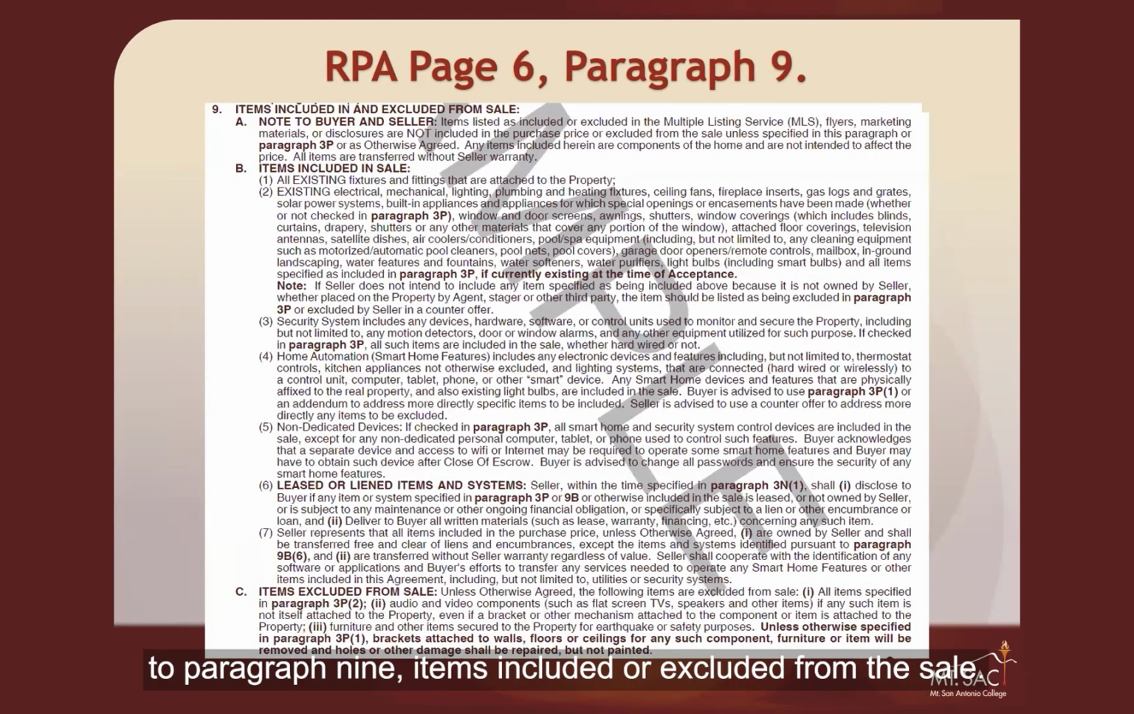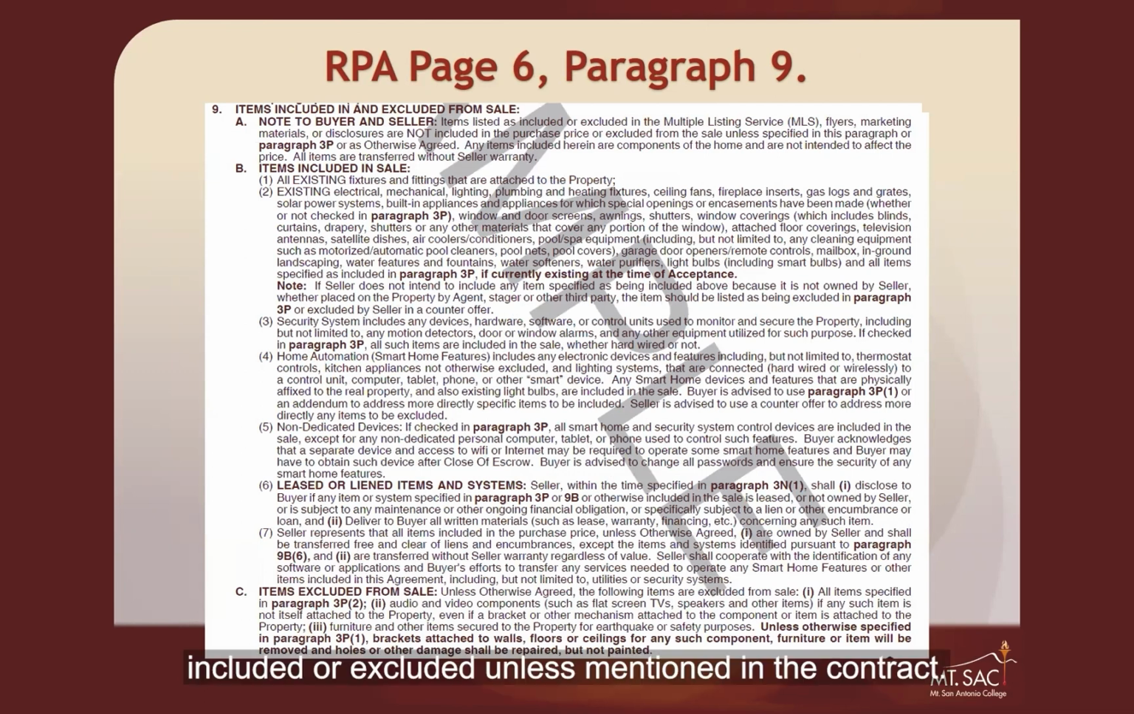Moving in now to paragraph 9, items included or excluded from the sale. So again, at the top, there is verbiage that says things included, excluded in the MLS are not included or excluded unless mentioned in the contract. That's basic contract law because the MLS is not part of the contract.